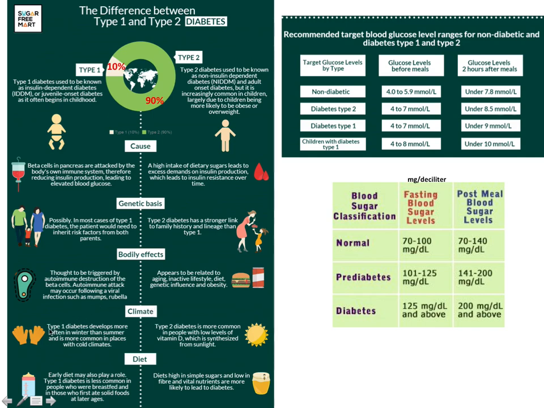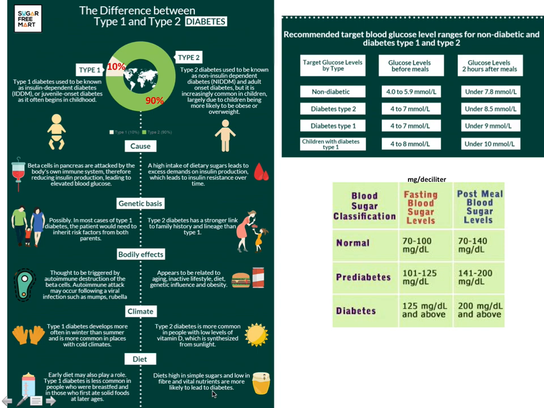Now if we discuss the climate, type 1 diabetes develops more often in winter, and type 2 diabetes is more common in people with low levels of vitamin D. So sunlight also plays an important role in the management of type 2 diabetes. Now, dietary habit. Early diet may also play a role. Type 1 diabetes is less common in children who were breastfed, and in the case of type 2 diabetes, a diet high in simple sugar and low in fiber and vital nutrients is more likely to lead to type 2 diabetes.